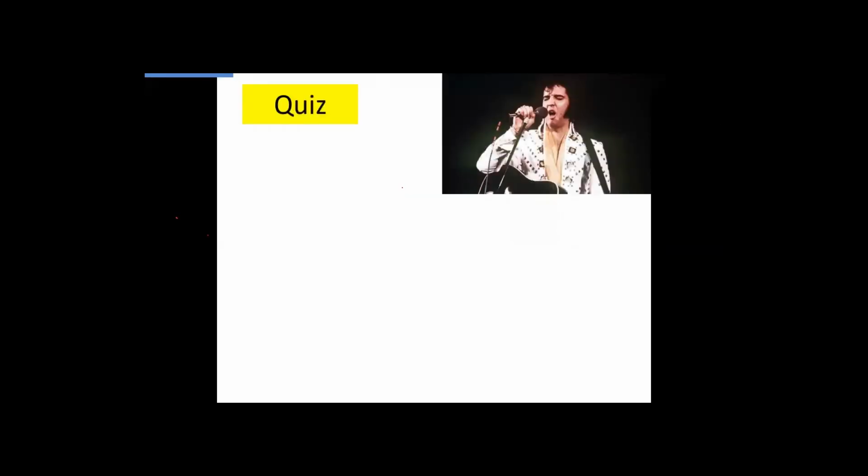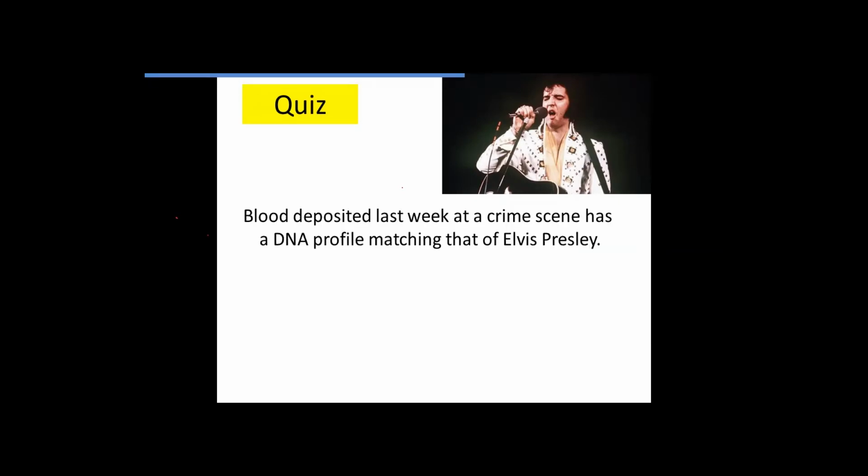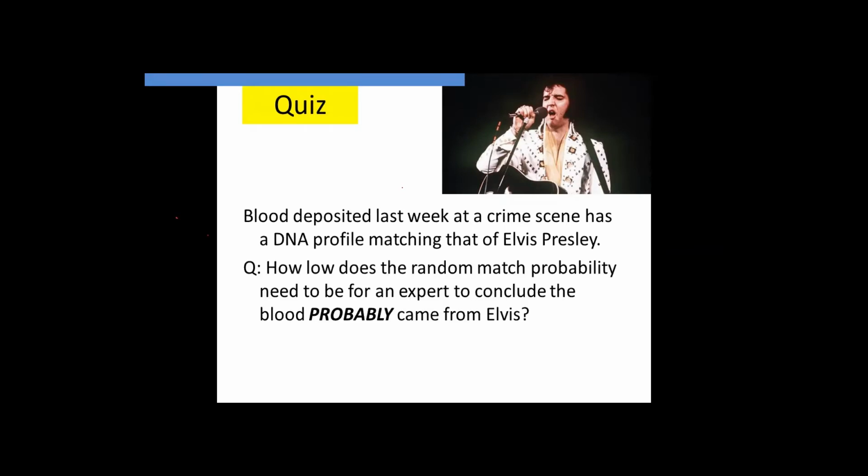Now, to illustrate this, I like to use an example I call the Elvis problem, to illustrate the importance of the examiner looking beyond the forensic science evidence in order to make some assessment of source probability. So here's the problem. Blood is deposited last week at a crime scene, and it has a DNA profile that matches that of Elvis Presley.